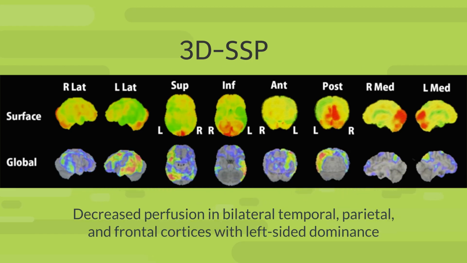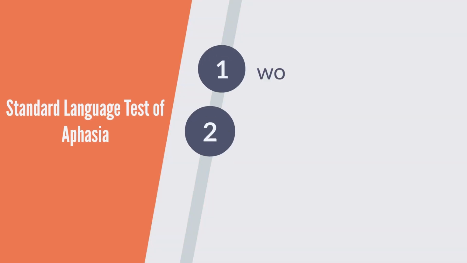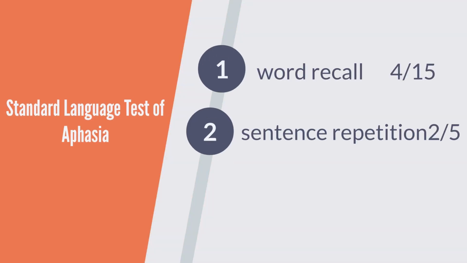Three-dimensional stereotactic surface projection, 3D SSP, was performed for statistical imaging analysis. It shows decreased perfusion in bilateral temporal, parietal, and frontal cortices with left-sided dominance. Standard language test of aphasia showed severely impaired word recall and sentence repetition.